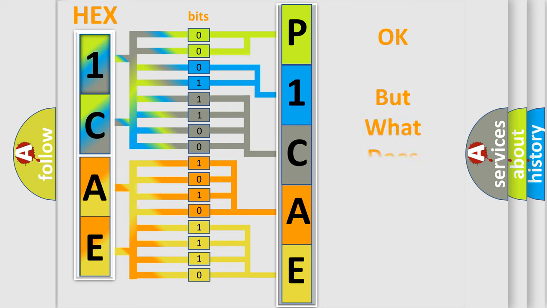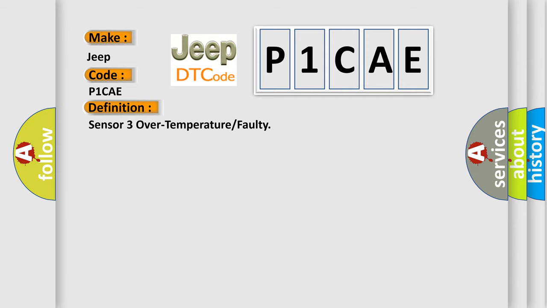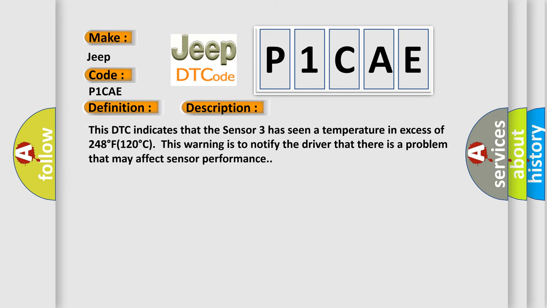The number itself does not make sense to us if we cannot assign information about what it actually expresses. So, what does the diagnostic trouble code P1CAE interpret specifically for Jeep car manufacturers? The basic definition is sensor 3 over temperature or faulty. And now this is a short description of this DTC code. This DTC indicates that the sensor 3 has seen a temperature in excess of 248 degrees Fahrenheit, 120 degrees Celsius. This warning is to notify the driver that there is a problem that may affect sensor performance.